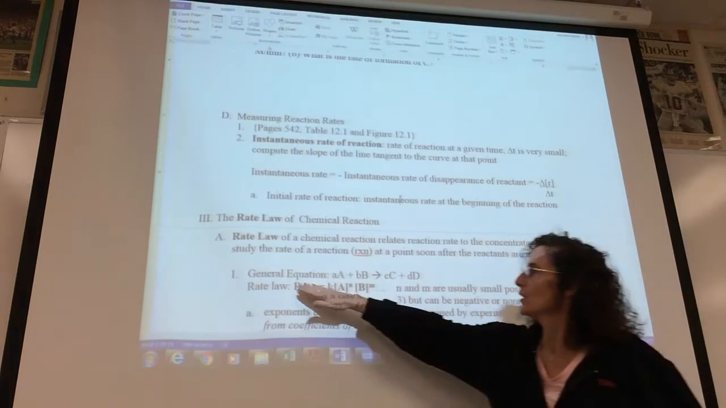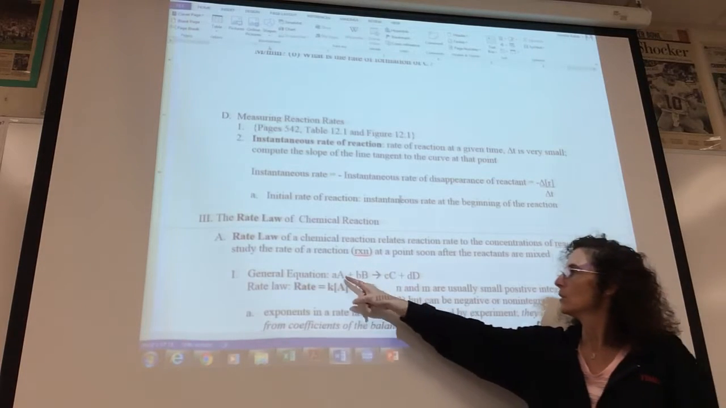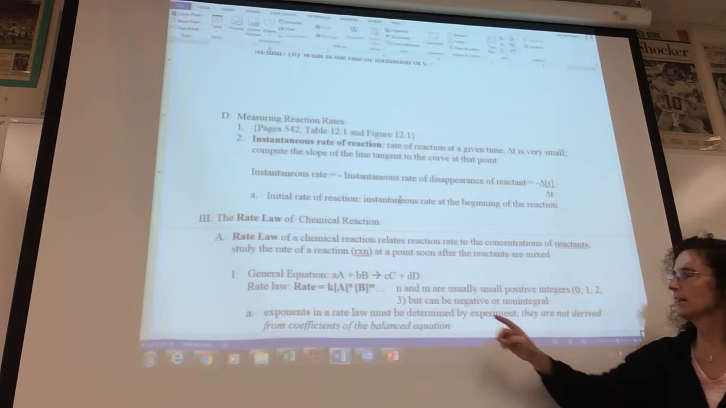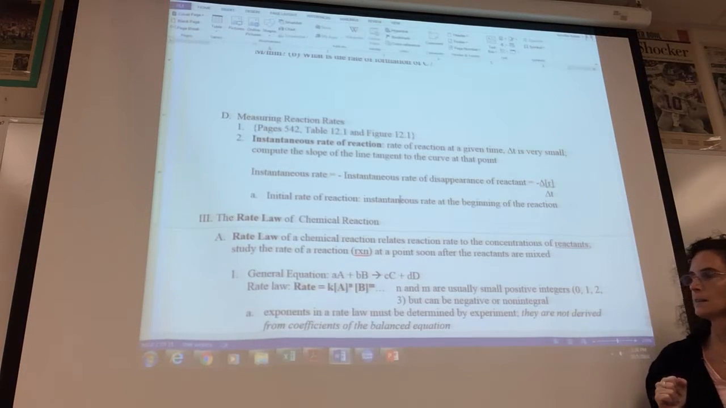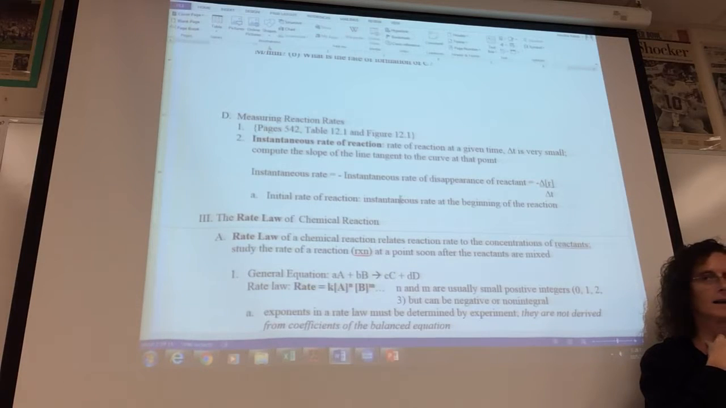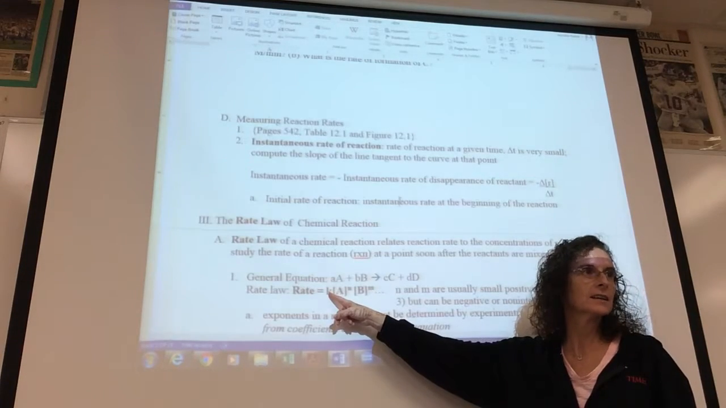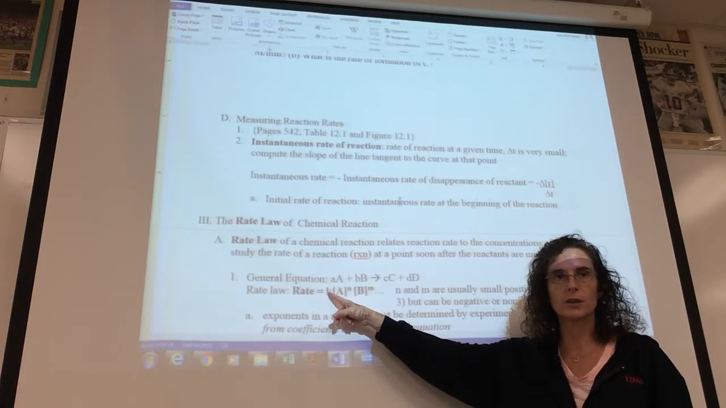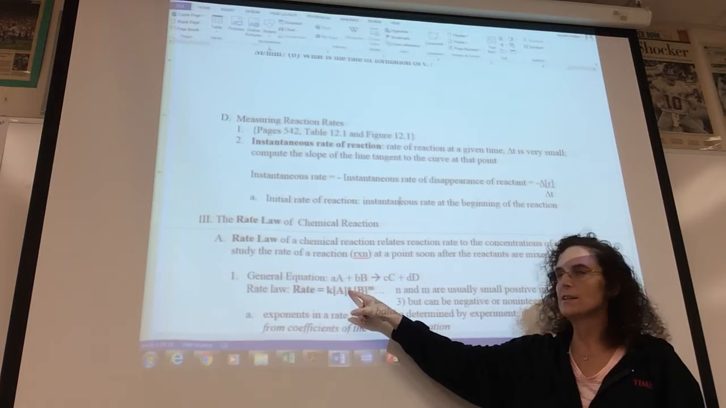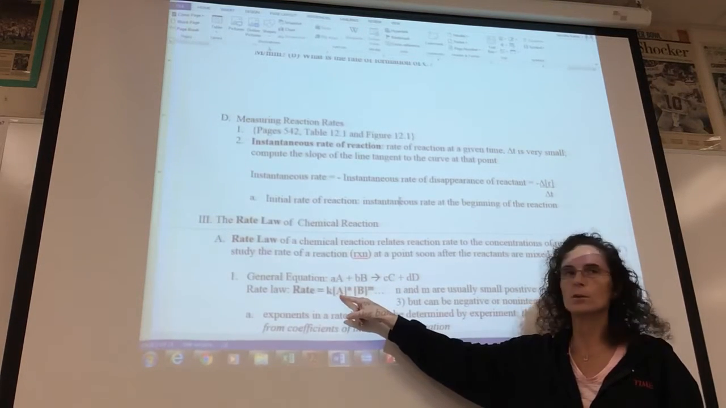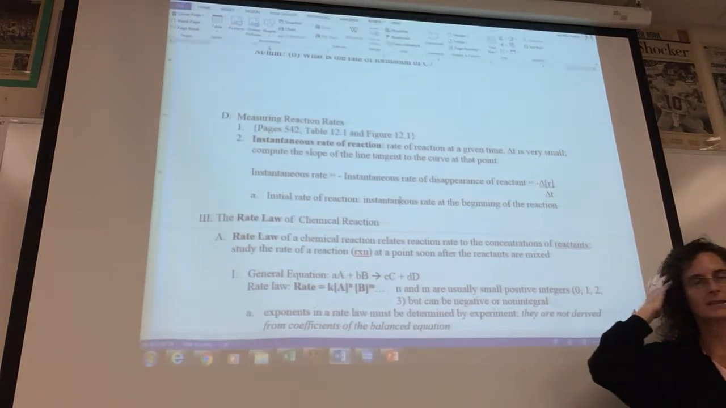This is great. Here's your general equation. Lowercase letters, coefficient, uppercase letters, reactants and products. This is what a rate law looks like. Rate is equal to K. That's a proportionality constant. We'll solve for it this year and you'll figure out its units. Concentration of reactant A raised to the n. n is the order with respect to A. I'll explain that. m is the order with respect to B.